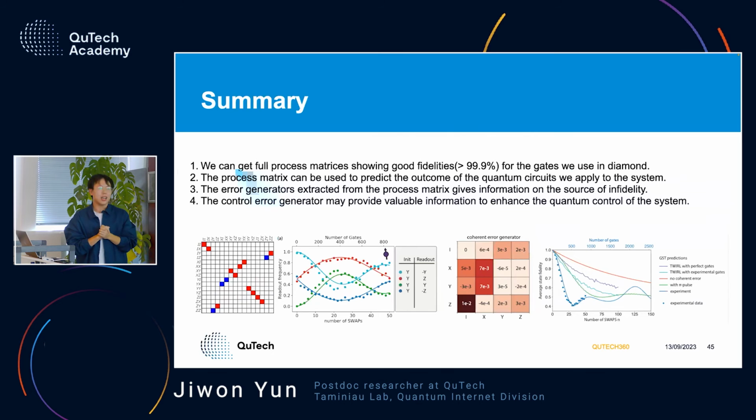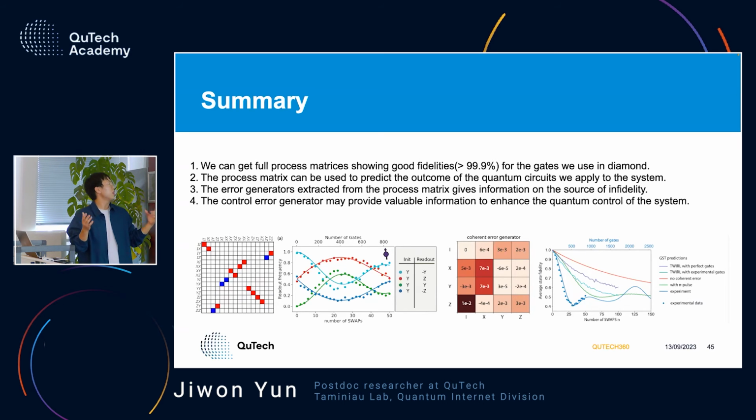But now, this was my talk. I want to wrap it up now. So what I wanted to deliver today was we were able to extract the full process matrix of our gates on the 2-qubit system using GST, and they were showing very good fidelities, over 99.9%, which tells us that we have very good controllability of this well-isolated two-spin system.